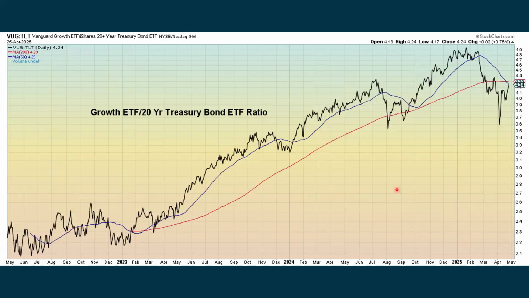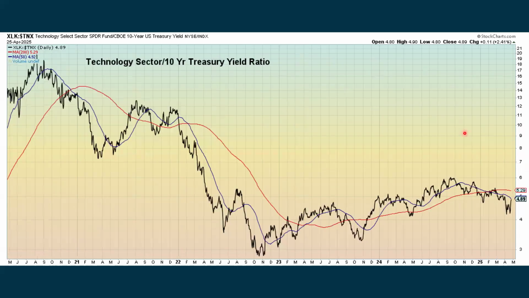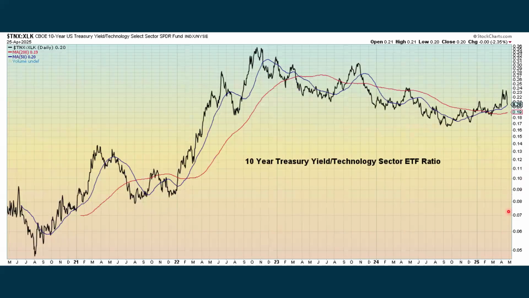Growth stocks versus bonds. We're seeing the bonds are actually starting to outperform. We're seeing a death cross here, but we did see a little bit of a bounce up. The tech sector to the 10-year yield shows that the tech sector is underperforming the 10-year yield. This is showing that the 10-year yield is outperforming the tech sector, even though it has pulled back on Thursday and Friday.